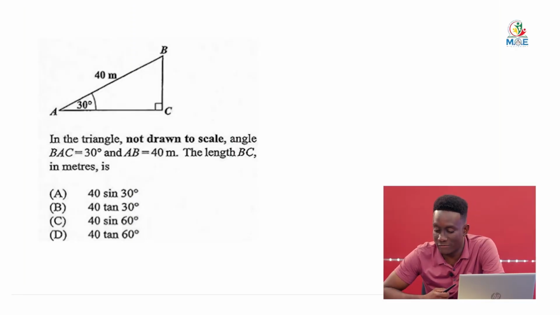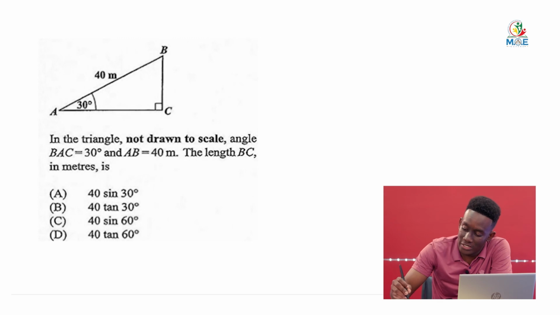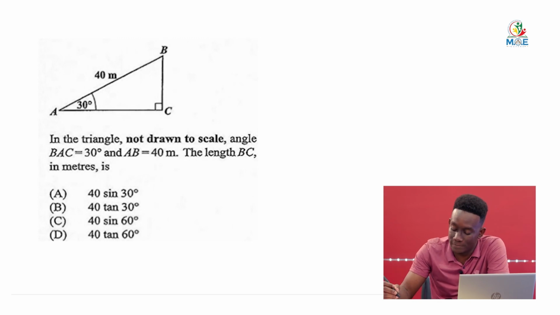In this video we will be looking at some CSEC multiple choice type questions on geometry and trigonometry. So let's head straight into the first question. This question says we have a triangle here. In the triangle, not drawn to scale, angle BAC is 30 degrees and AB is 40 meters. The length of BC in meters is, so they want to find the length of BC.